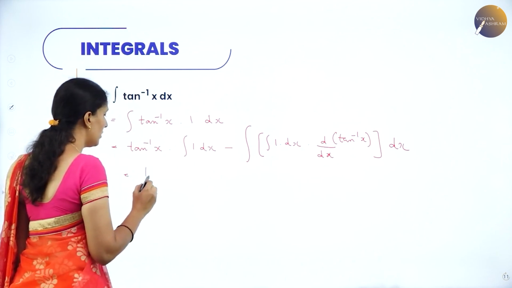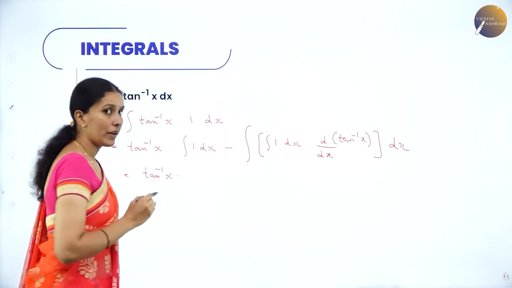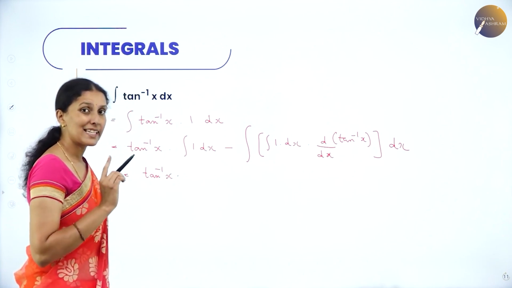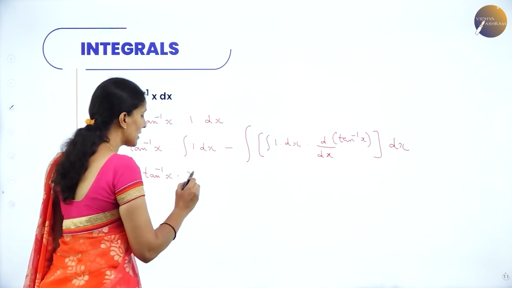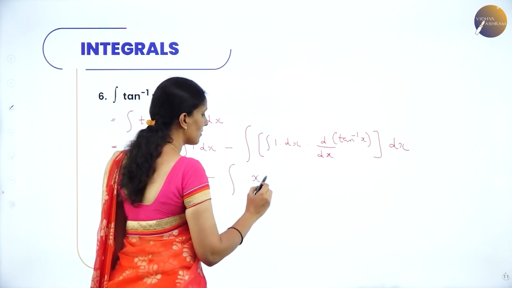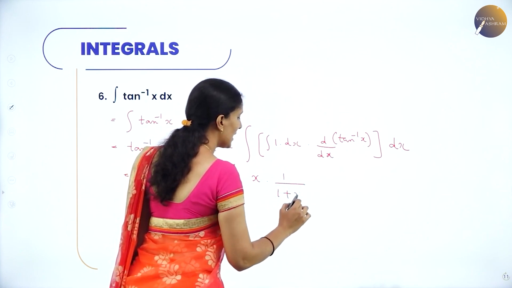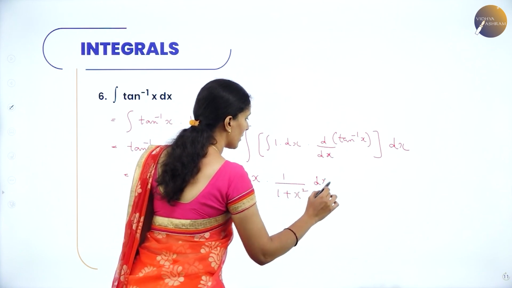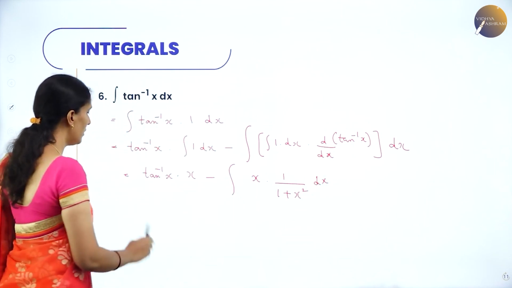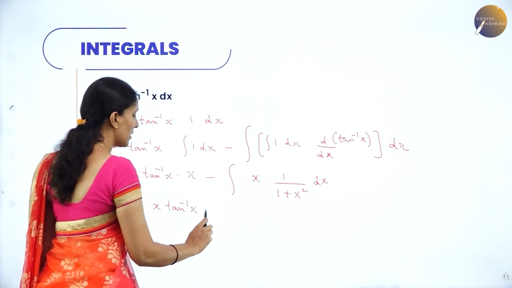So let's write here tan inverse x. What is integral of any constant with respect to dx? It is x. So 1 into x, it is x, minus integral of x into derivative of tan inverse x, which is 1 over 1 plus x square, with respect to dx. Now here this can be written as x tan inverse x minus.